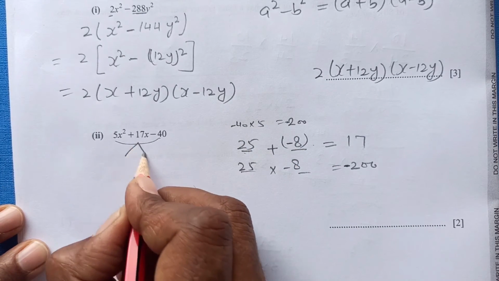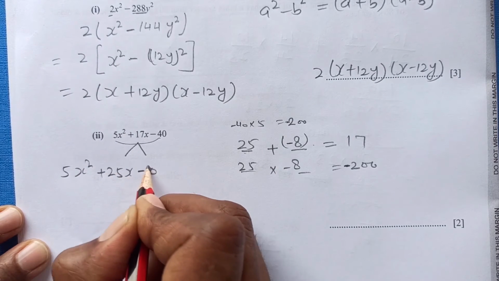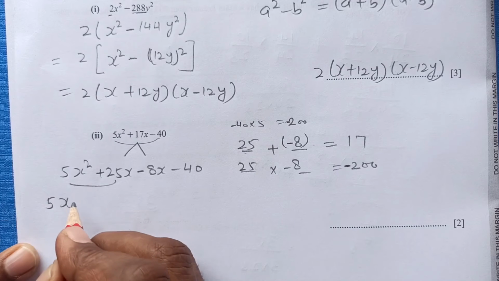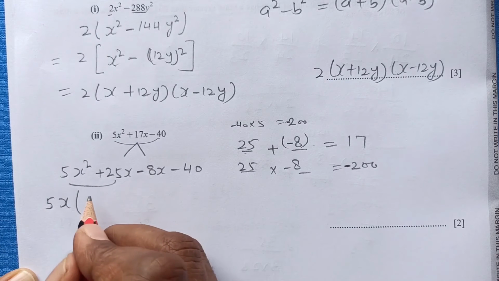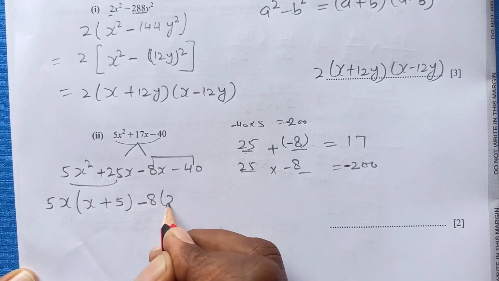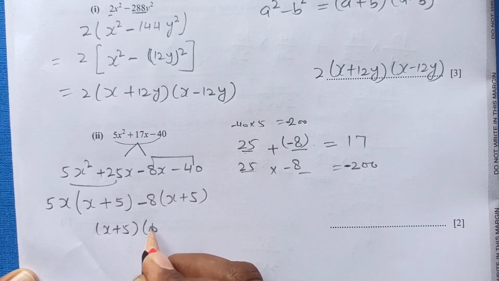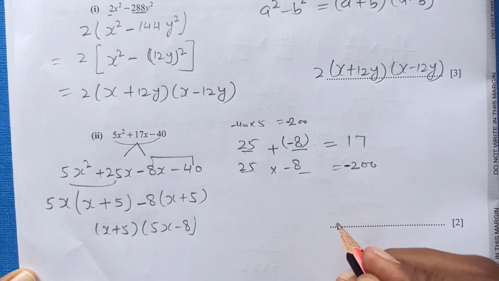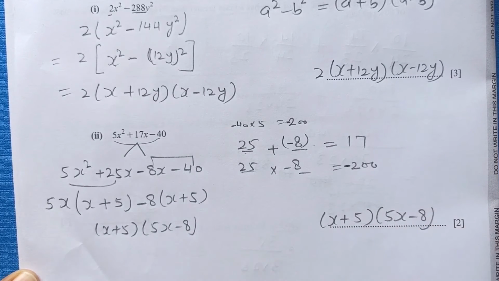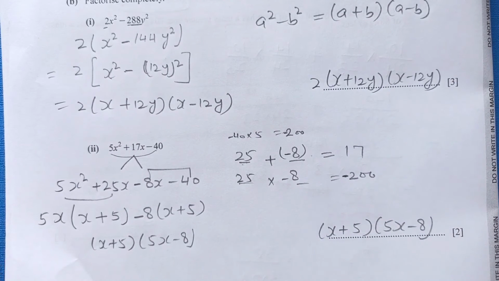So we can split this 17. It will be 5x squared plus 25x minus 8x minus 40. Now what is common here? x, 5 also, 5x. Then we have inside x plus 5. Then from here we have negative 8 common, so x plus 5. Now this x plus 5 is common. We have 5x minus 8 remaining. So this is the final answer, x plus 5 and 5x minus 8, right? So that's question 4, part 2.